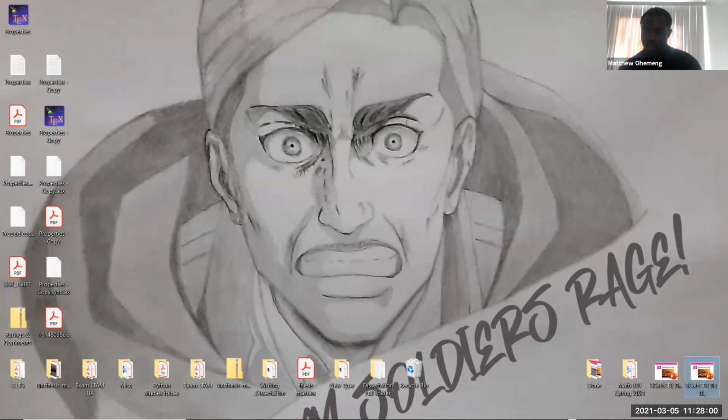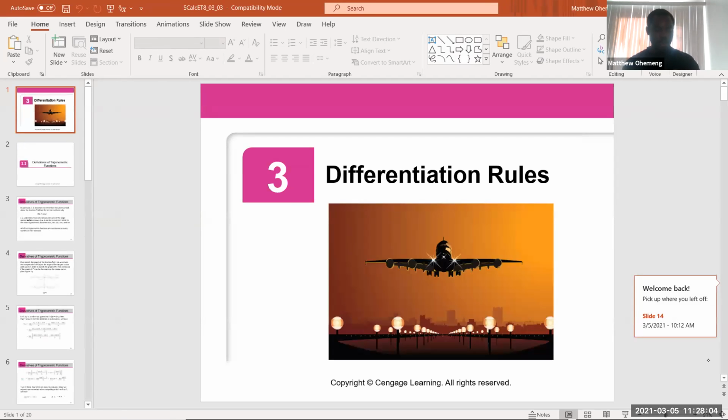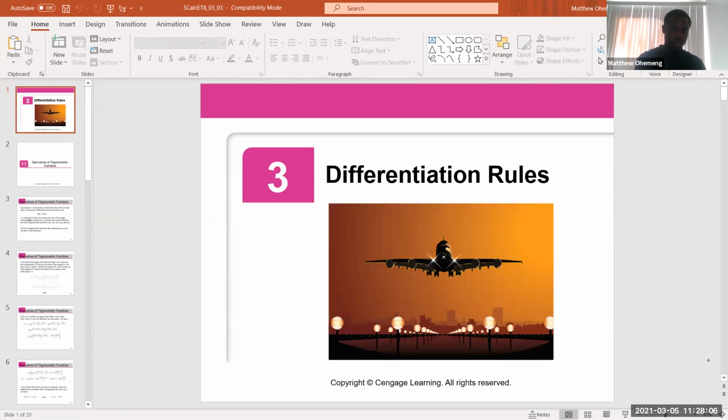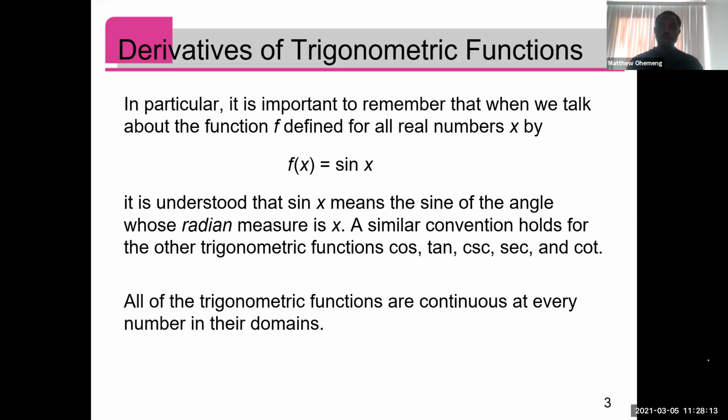So let me see 3.3. Okay, so now we are here on 3.3. For 3.3, we are going to look at the derivative of trigonometric functions. Some of the trigonometric functions you are familiar with are sine, cosine, tangent, cosecant, secant, and cotangent. So you're going to see how to get a derivative for each of these.